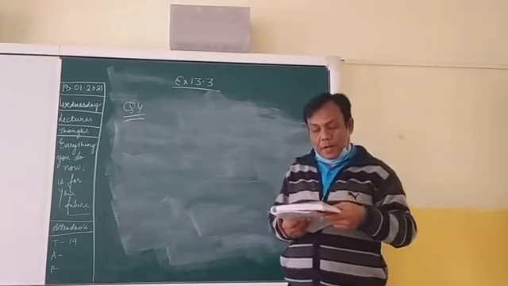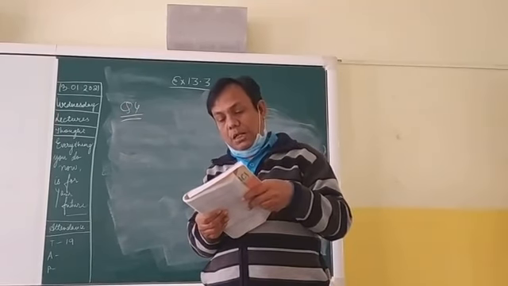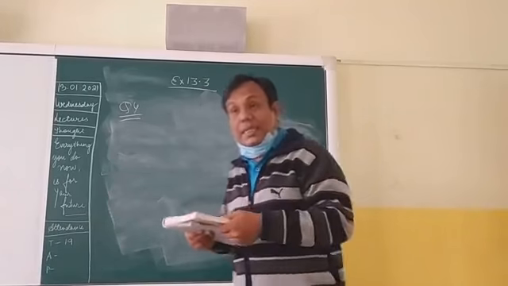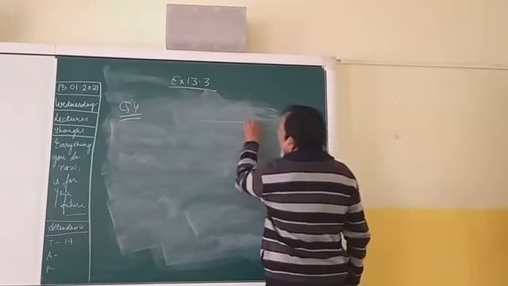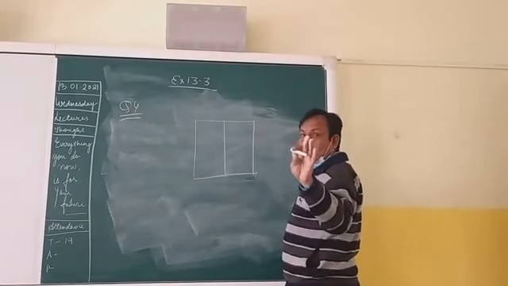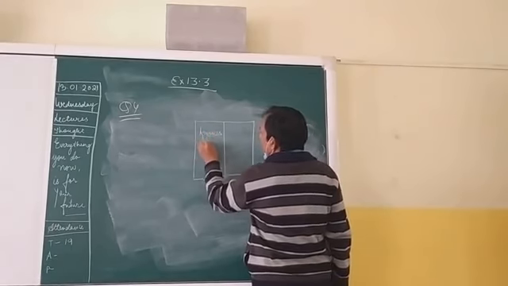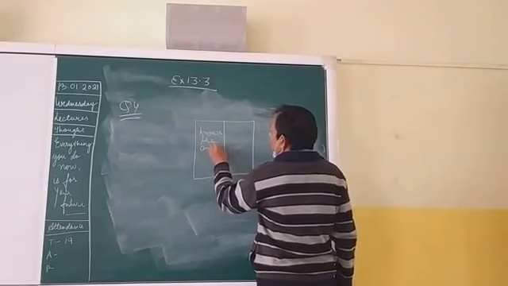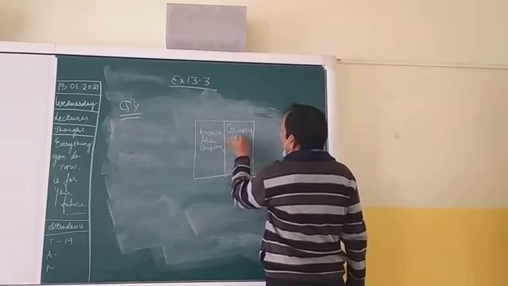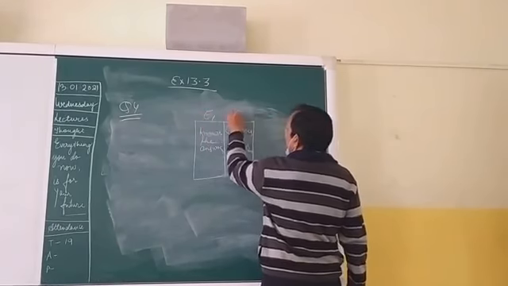Question number 4. Now see students, question number 4 is: in answering a question on a multiple choice test, a student either knows the answer or guesses. Two kinds of students are there. Either the student knows the answer, or guesses the answer. Two categories are there. So let this be E1 and this be E2.